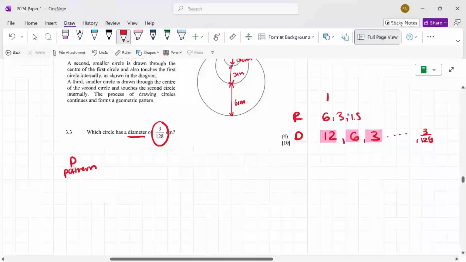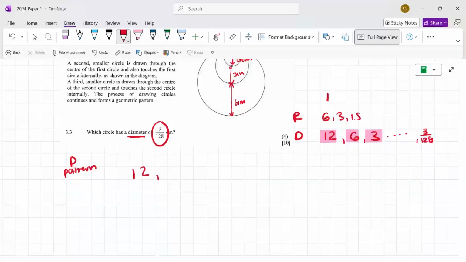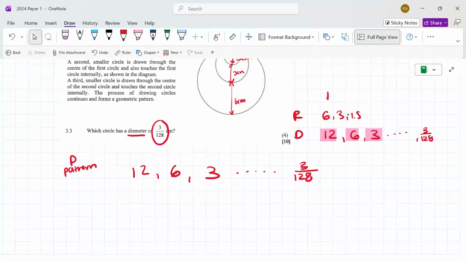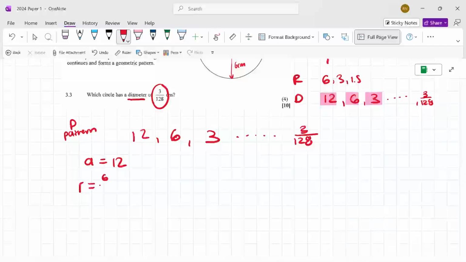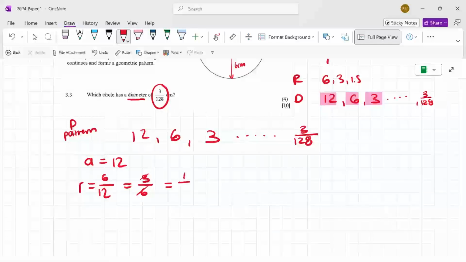Sorry about that, guys. I'm back. Okay, so our diameter pattern is 12, 6, and 3, and so on. We're looking for what term is 3/128, basically, right? So we have our first term. So we know here our A is going to be 12. Our R is going to be 6/12 or 3/6, right? And both of these give me 1/2. So my R is 1/2.